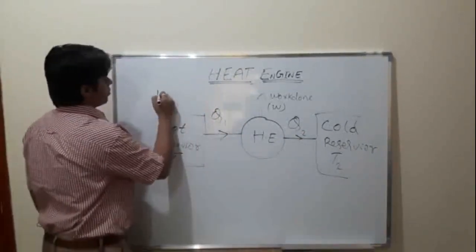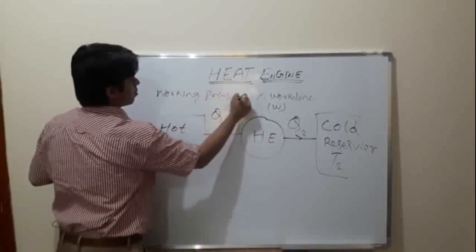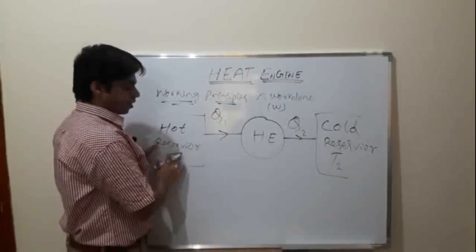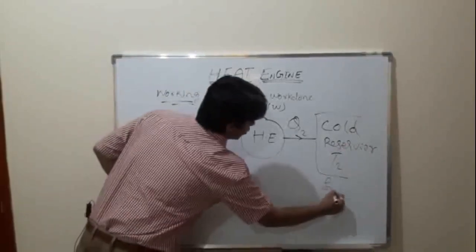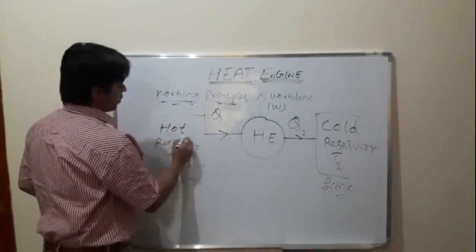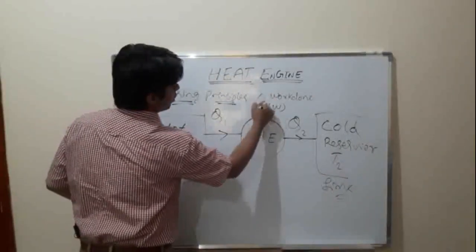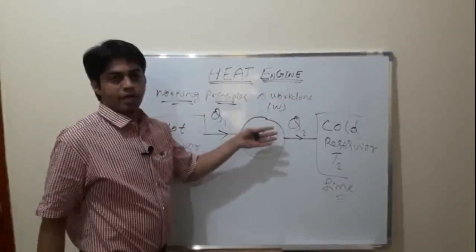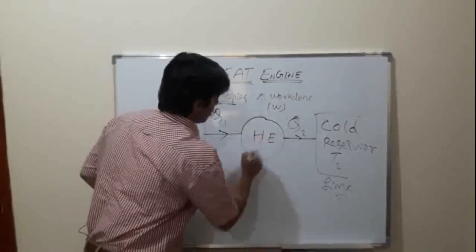So the working principle of a heat engine is it takes heat from the hot reservoir, that is your source, and this is your sink. The heat energy it takes from the hot reservoir at temperature T1 is converted into useful work done W. The useful work done W will be electrical work or useful mechanical work. It depends upon the heat engine. There are different types of heat engine. We will take an example later.